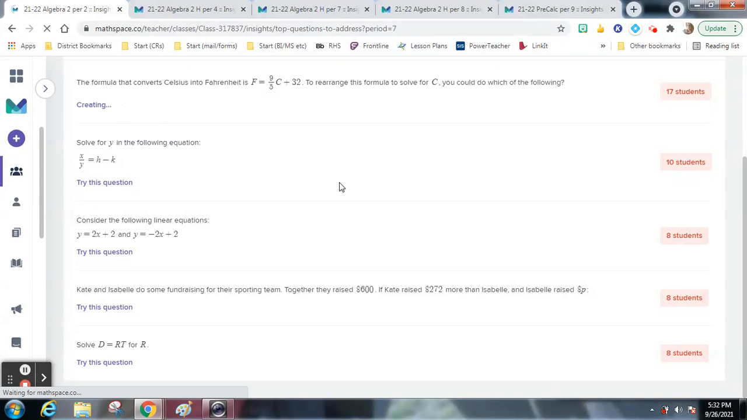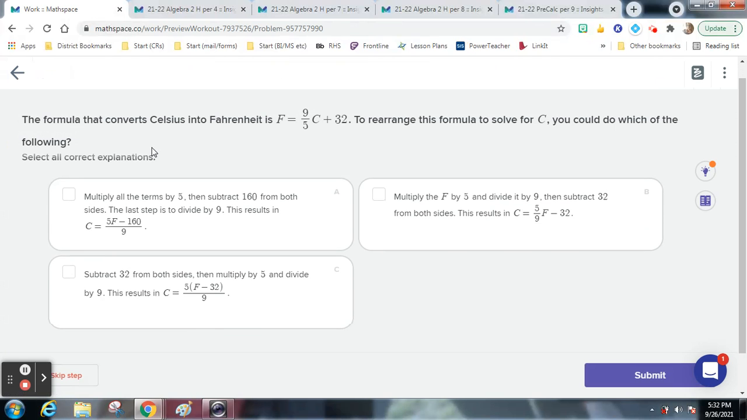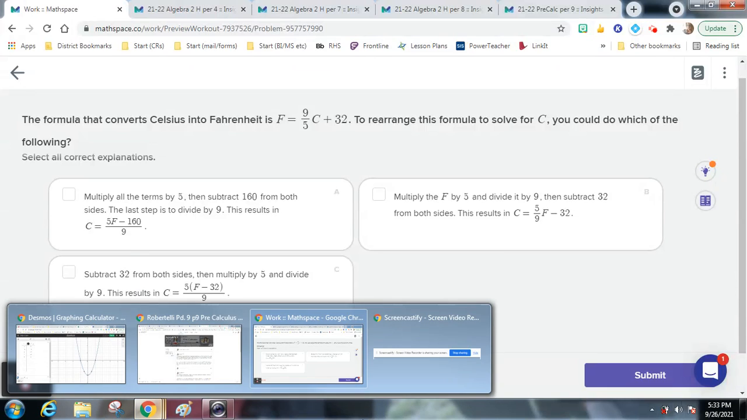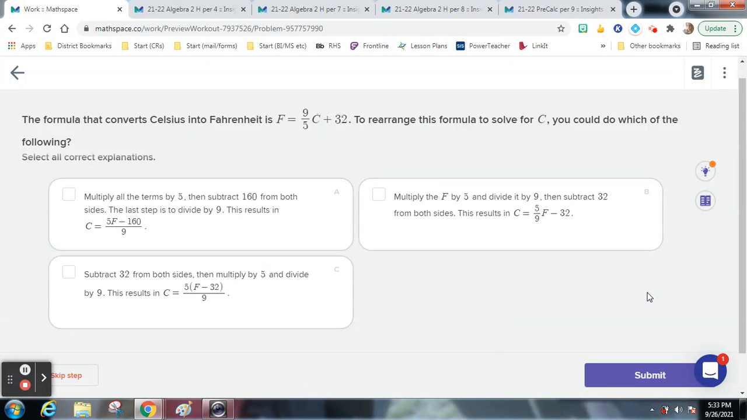So let's start with that converting. These questions, by the way, span the solving equations, the multiplying, and the graphing, so it's not just our most recent graphing one. In this case, we want to find a formula that converts Celsius into Fahrenheit, knowing this formula. To rearrange the formula and solve for C, you could do which of the following.